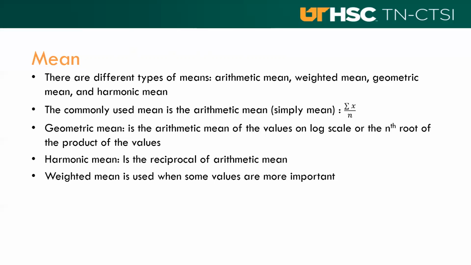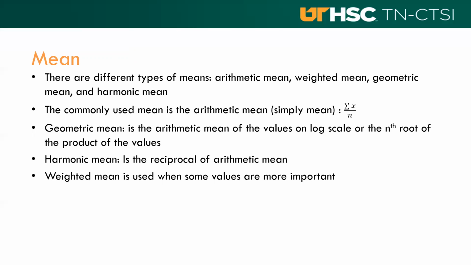For example, one person might have a systolic blood pressure of 130, another might have 125, and another might have 90. The sum of all those observations divided by the number of participants or samples in the data gives us the arithmetic mean. The geometric mean is the arithmetic mean of the values on log scale, converting the values into logarithmic scale.